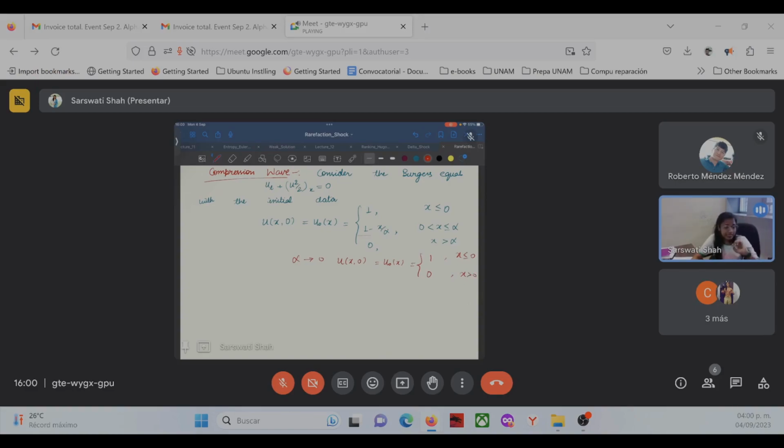Now, this initial data is defined in such a way that the initial data is decreasing. Now we have a nonlinear hyperbolic equation, a conservation law where the flux function is convex and the initial data is decreasing. So will the solution be smooth or not? The solution is going to show a discontinuity.